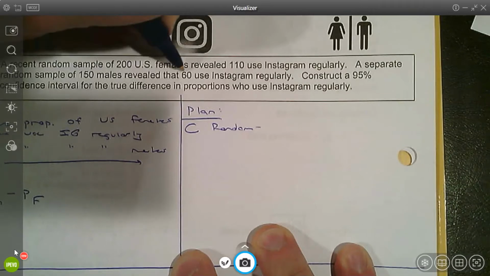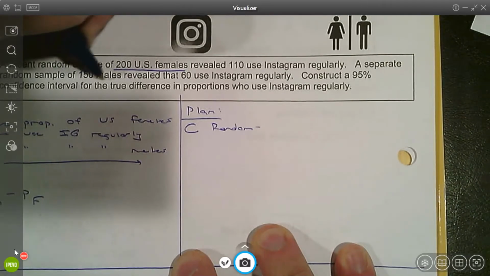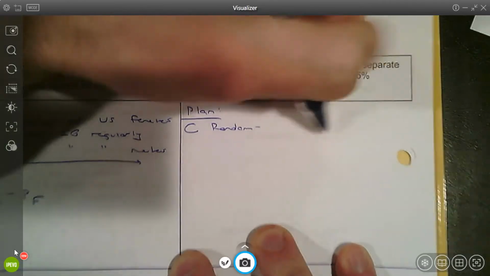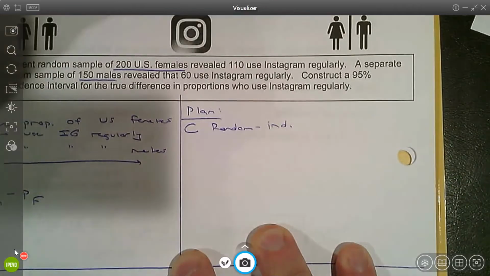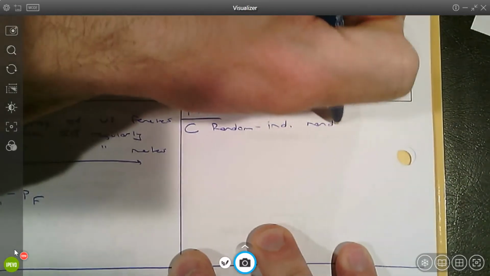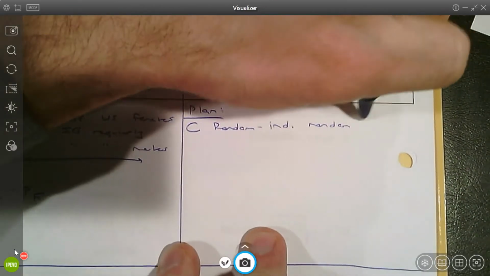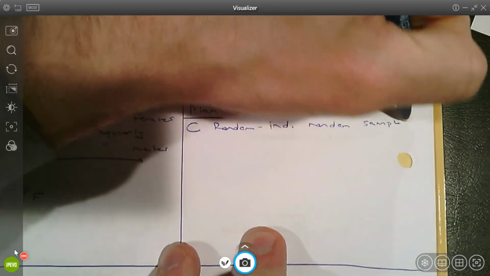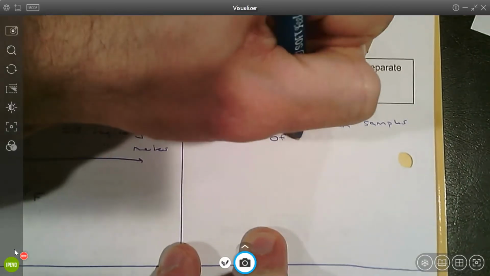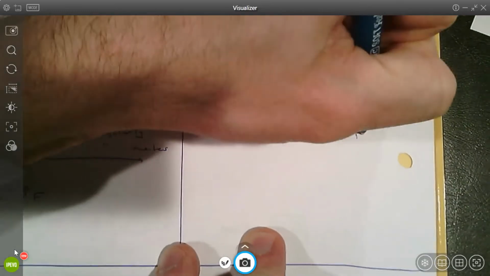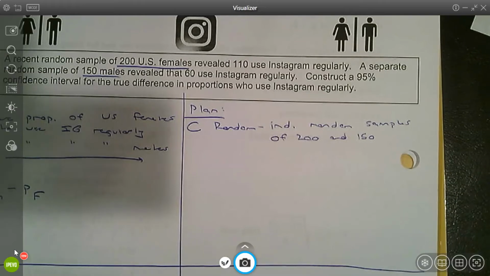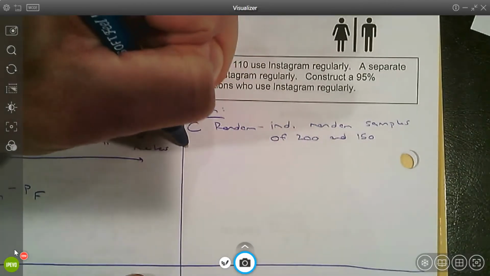Here we have a random sample of 200 US females and 150 males. So we have independent random samples of 200 and 150. As I've mentioned before, you have to include the sample sizes in there to earn credit.